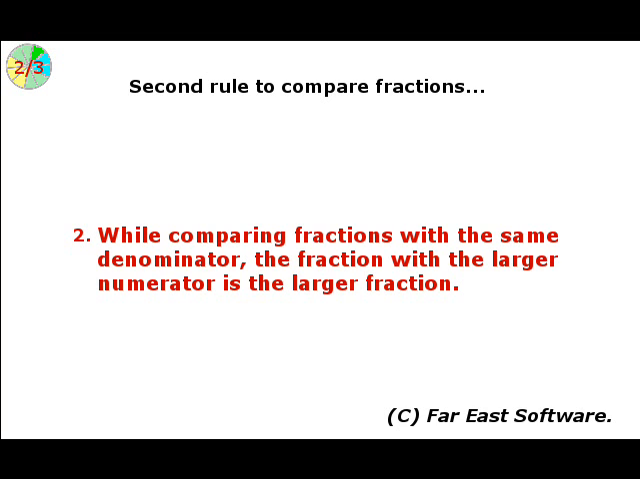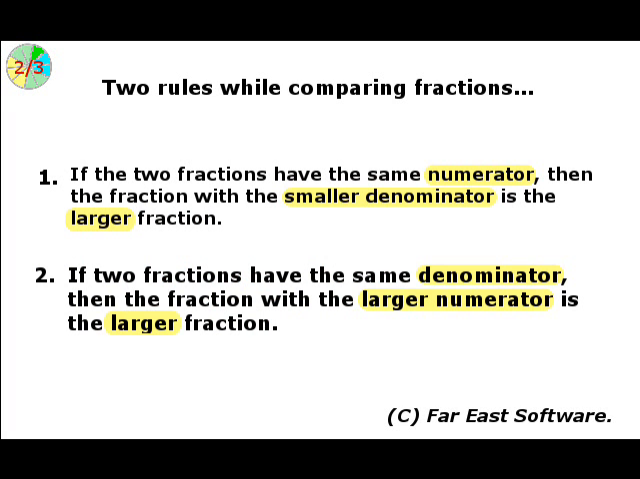This leads us to the second rule. That is, if two fractions have the same denominator, then the fraction with the larger numerator is the larger fraction. Let us add this rule to the other rule that we discovered earlier. Obviously, if two fractions have the same numerator and denominator, then they are both equal fractions.